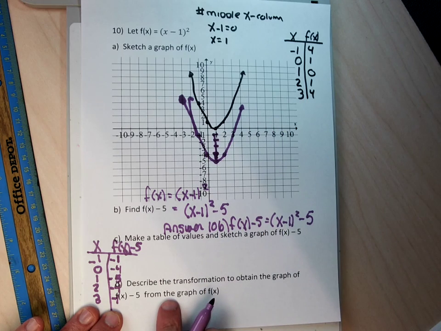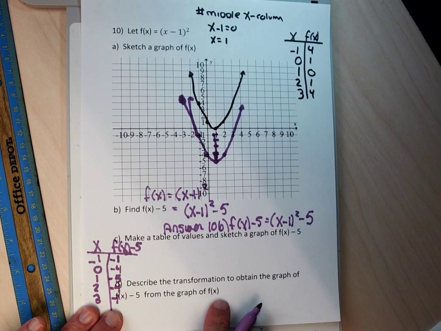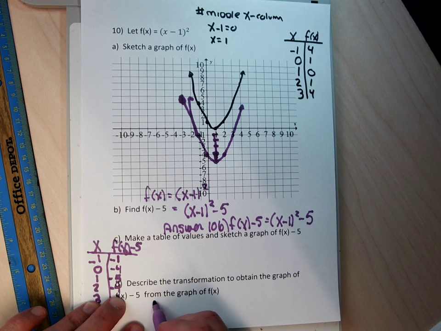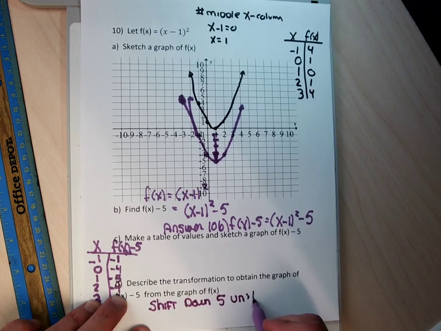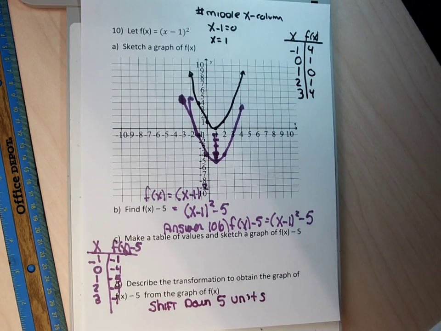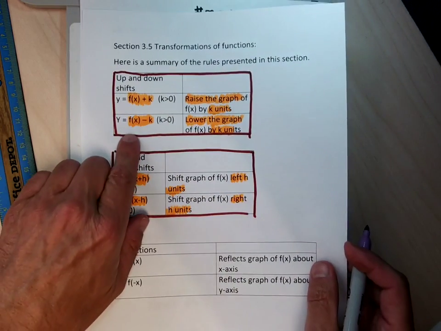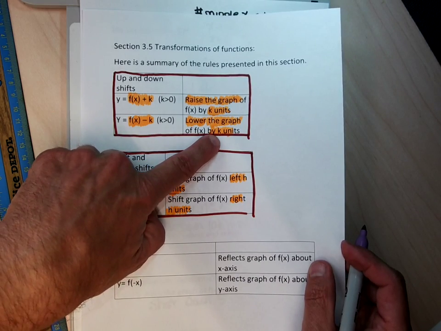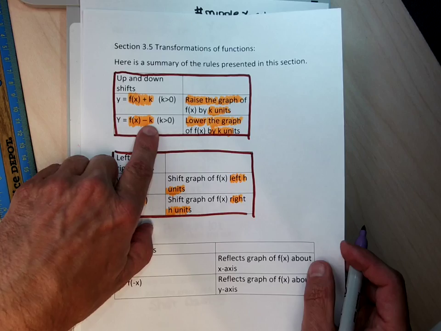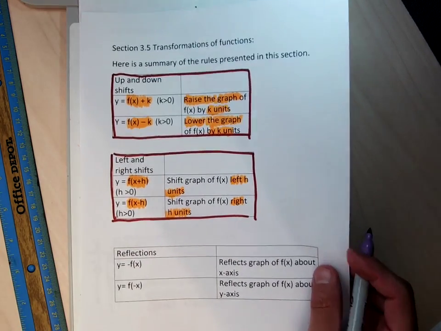To describe the transformation to obtain the graph of the purple graph from the black graph, it's going to be shifted down 5 units. That's because notationally I found f of x minus 5, and that's going to lower the graph by 5 units. That's what this little sheet that I'm going to keep flashing now tells me.